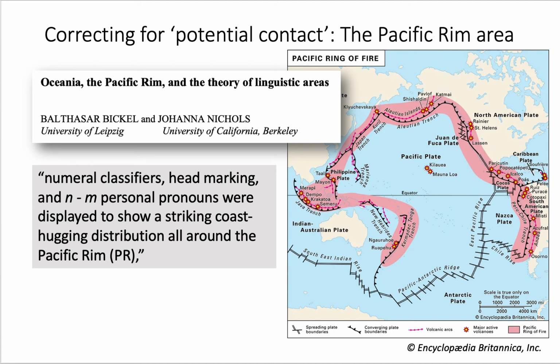these belong to this Pacific Rim area, which is characterized by having numeral classifiers, having head marking, having personal pronouns that have specific forms with initial and these have a striking distribution along the coast of the Pacific Rim. So if we want to deal with potential contact, right, which we do, macro areas of the type that Dreyer introduced do not suffice.